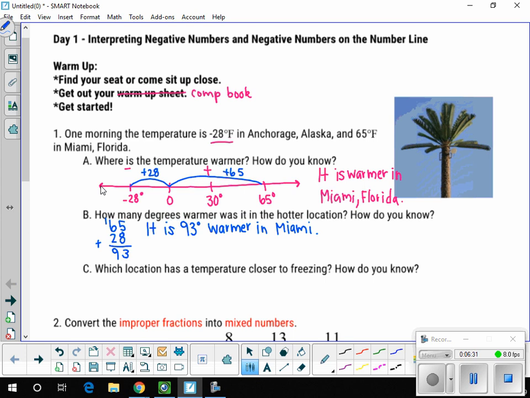Yeah, you got it. So on our number line above, let's just make a little tick mark for 32 degrees, because that's freezing. And maybe I should have said, which location has a temperature closer to the freezing point? But we're going to see which one is closer. All right, who has a strategy for how we can figure out how far Miami is from freezing? Emma, what are you thinking?